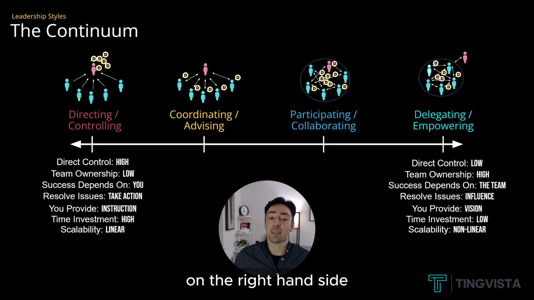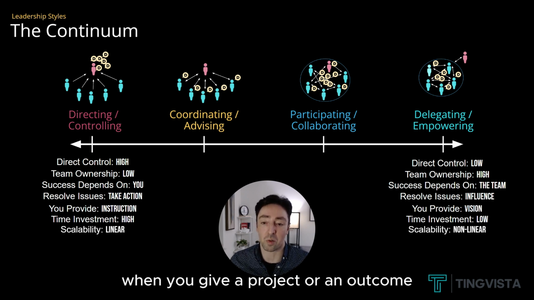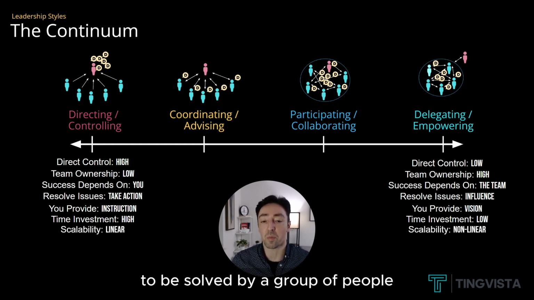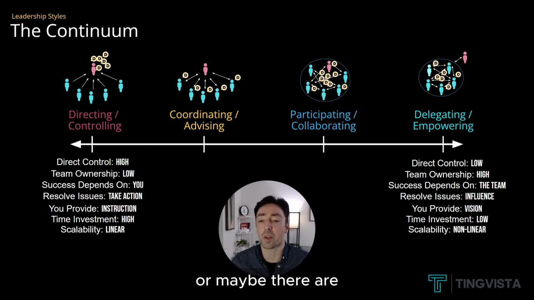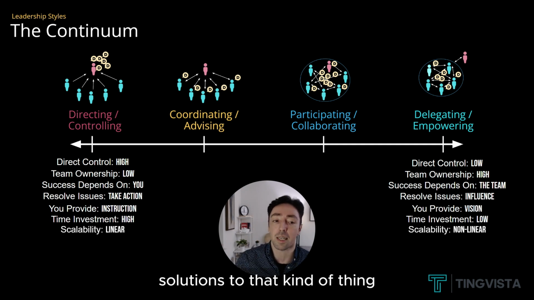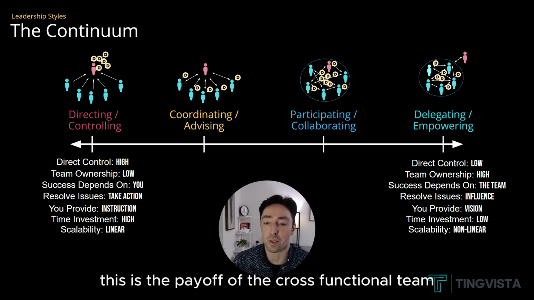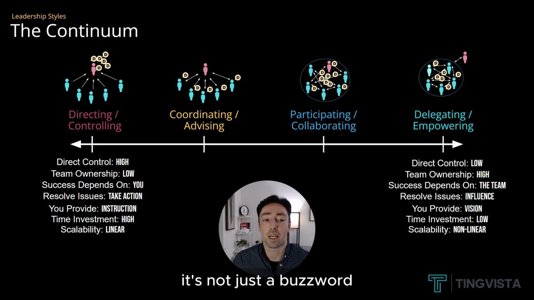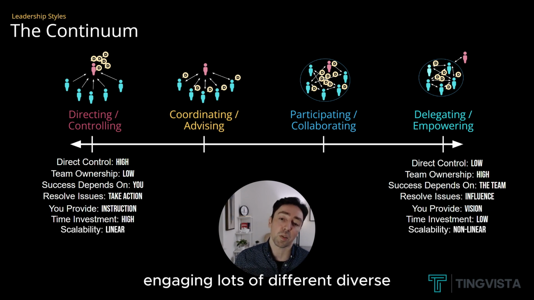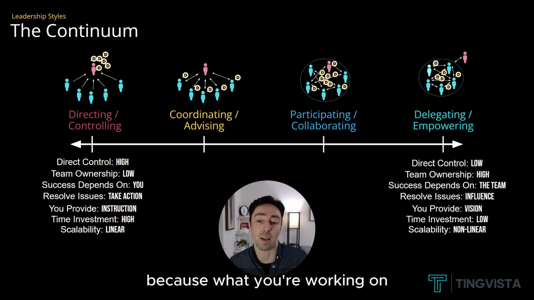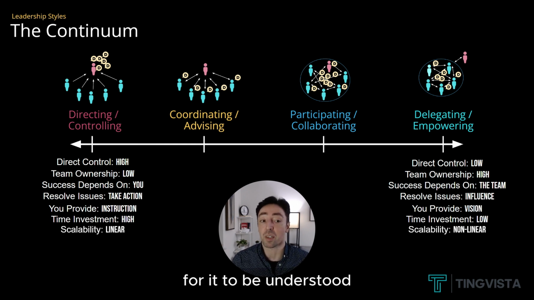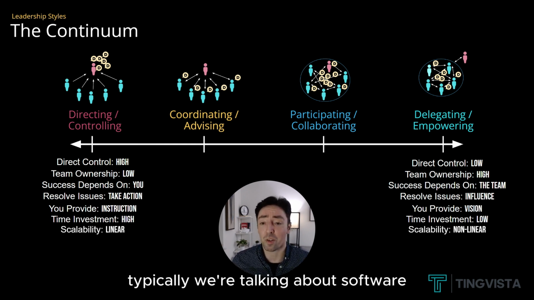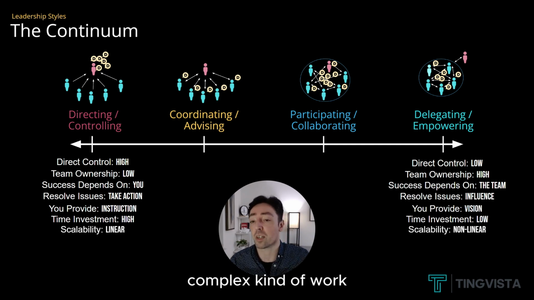On the right-hand side, when you give a project or an outcome to be solved by a group of people, especially if what needs to be done doesn't have a clear right answer, or maybe there are multiple good solutions to that kind of thing, this is the payoff of the cross-functional team. It's not just a buzzword. You're actually engaging lots of different diverse perspectives because what you're working on needs that kind of nuance and different paradigms to the conversation for it to be understood. Typically, we're talking about software development or really highly complex kind of work.